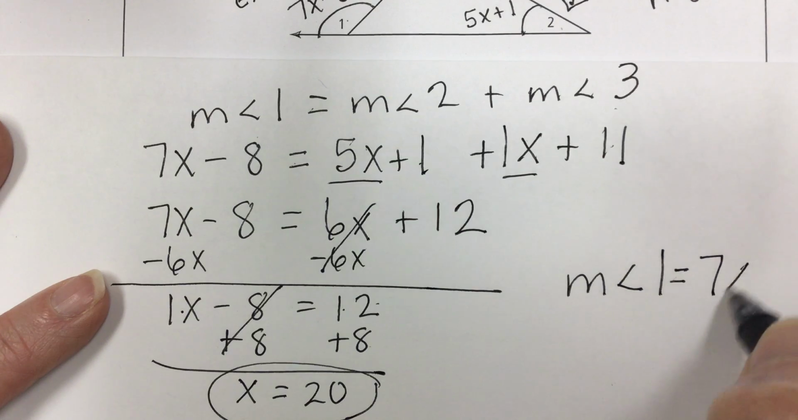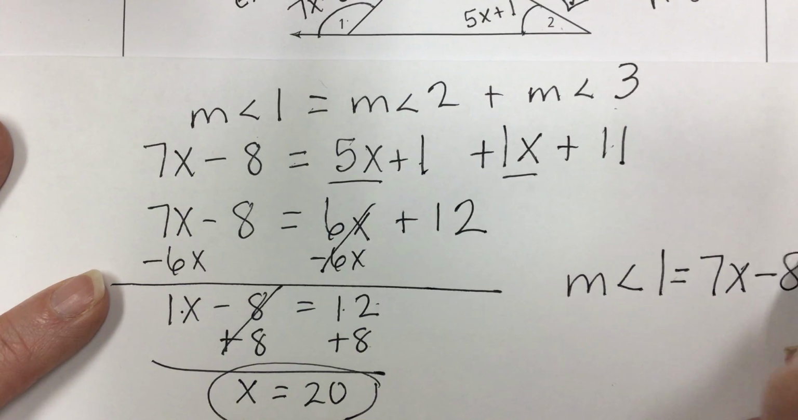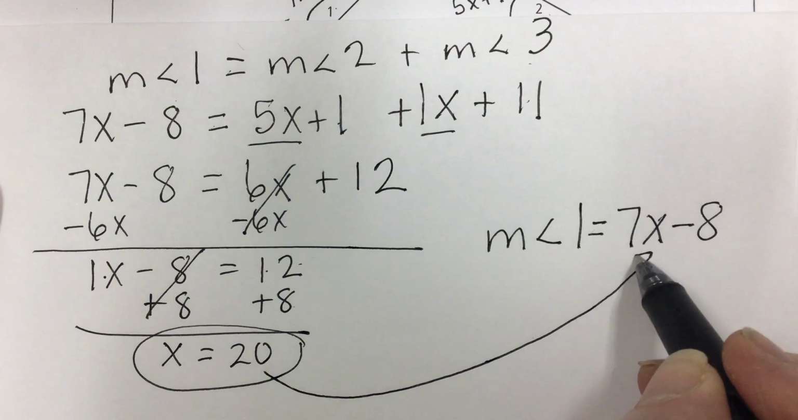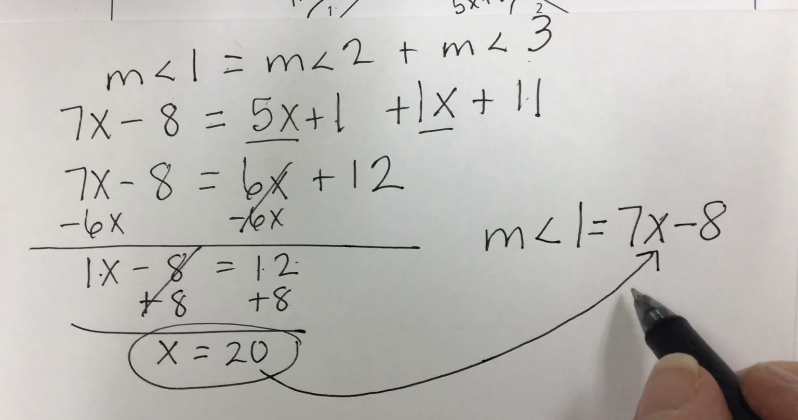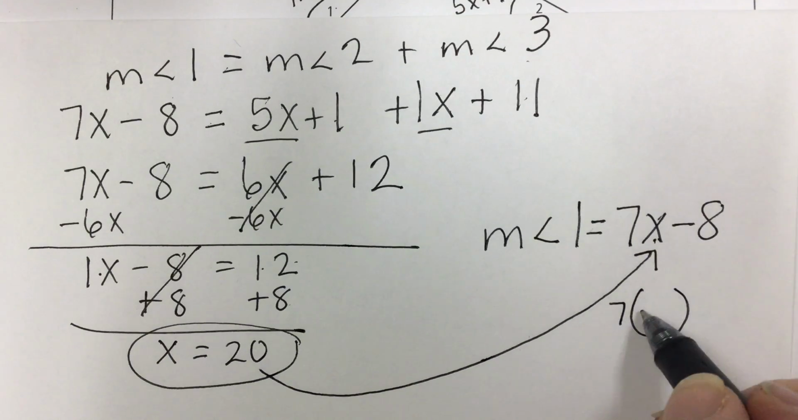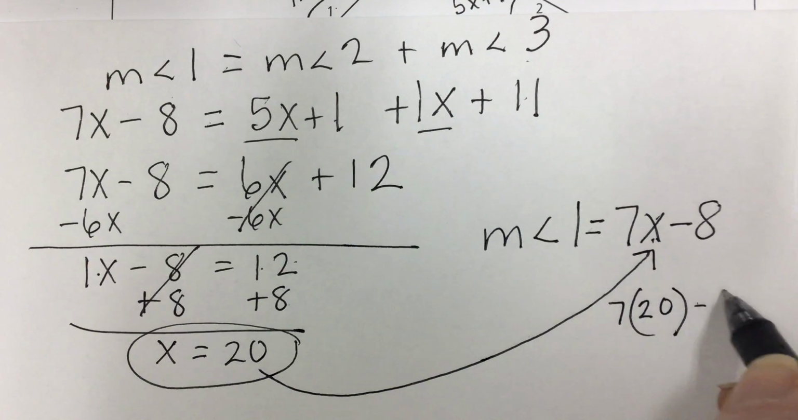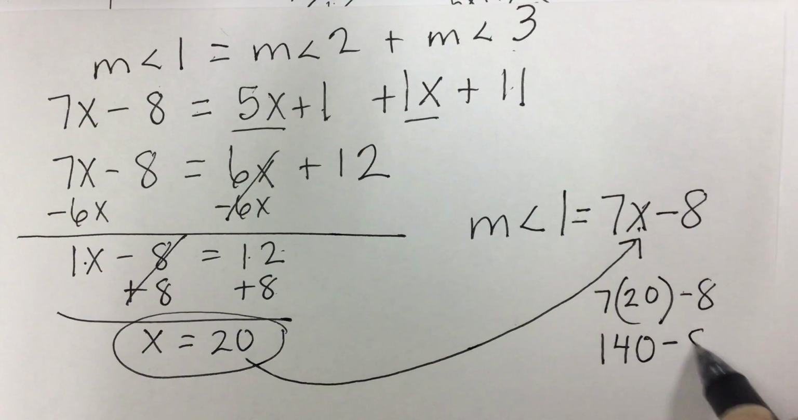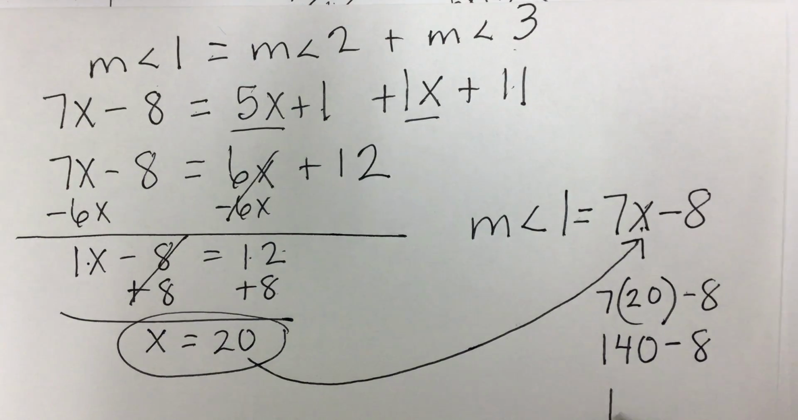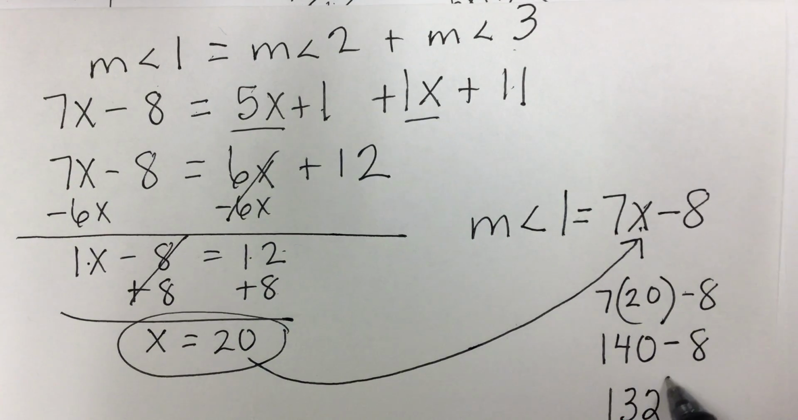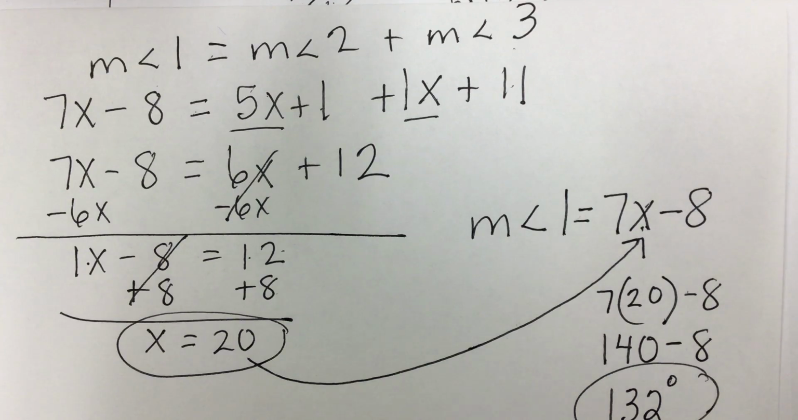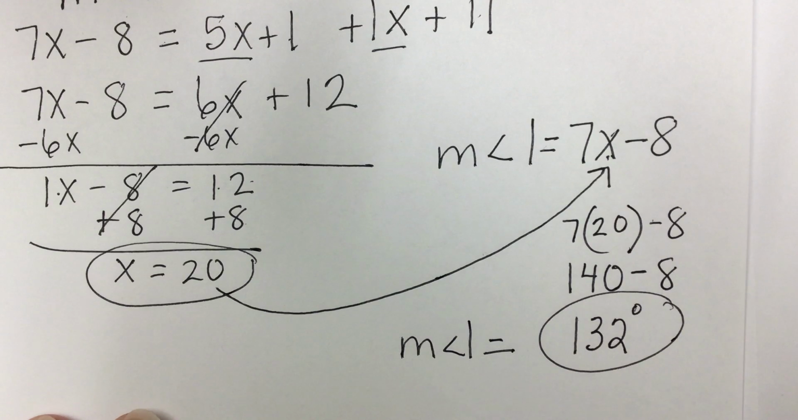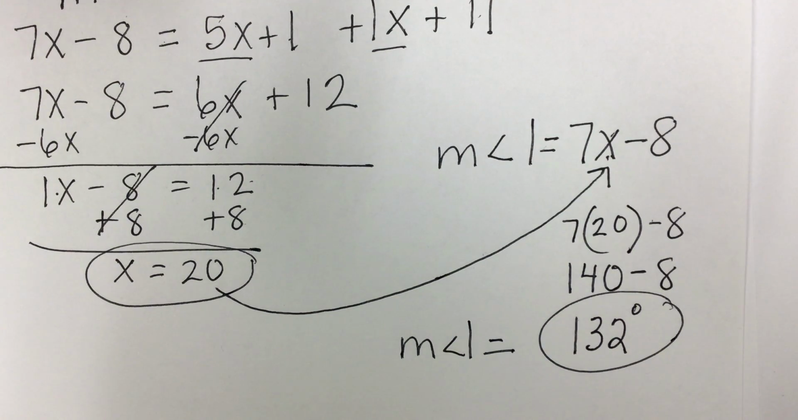Well, the measure of angle 1 was 7x minus 8. Now, what we must do is take the value of our x and substitute it in. So the measure of angle 1 is 7 times 20 minus 8. 7 times 20 is 140. Minus 8 would give you 132 degrees. So the measure of angle 1 is equal to 132 degrees.